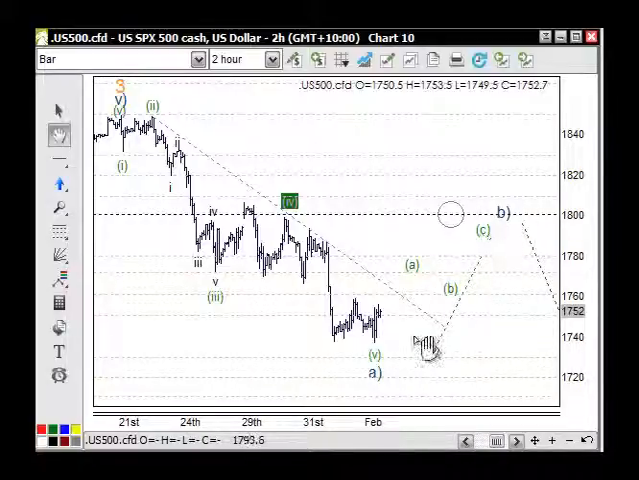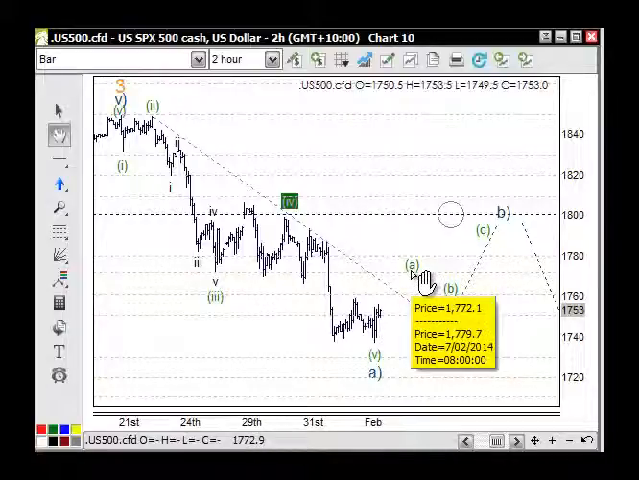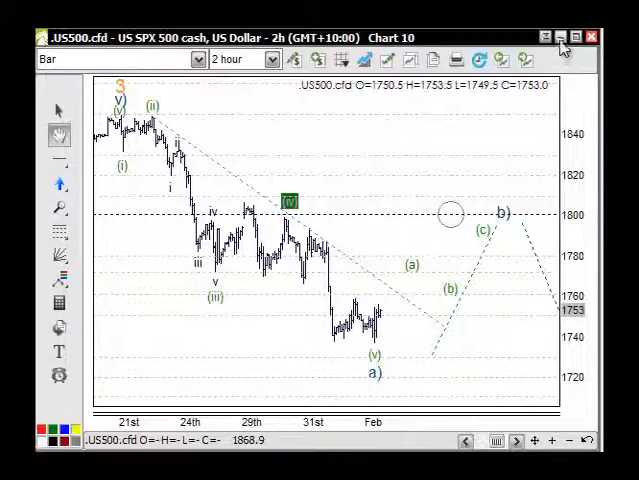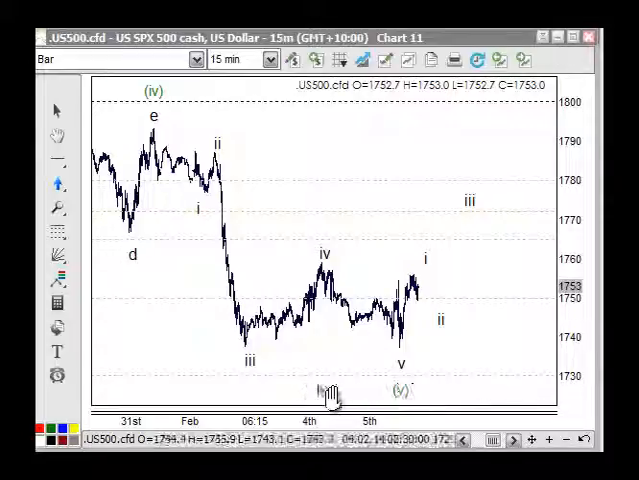move here as a B wave will be overlapping wave structures. The A wave in 5 waves, then the B wave in 3, and then 5 up through here. So a little bit tricky to navigate, because the wave B here can come back 61.8% of the length of wave A here. So, with that in mind, let's drill in here a little bit closer.